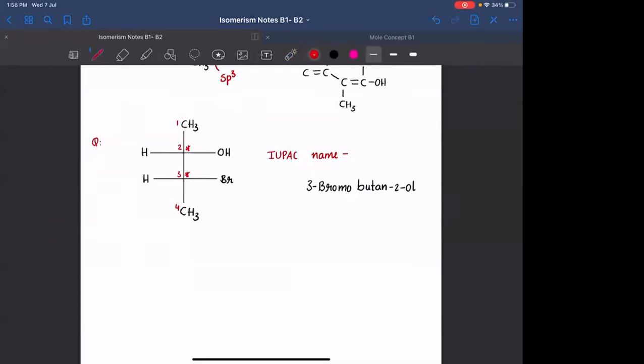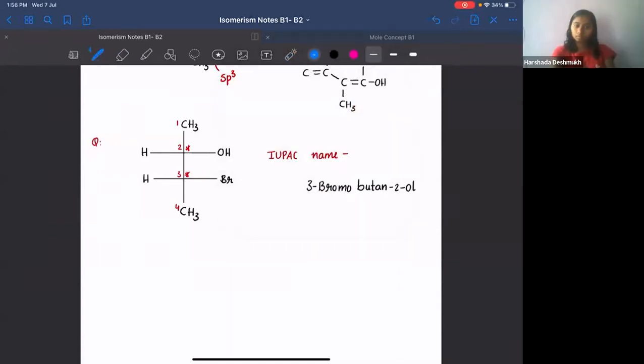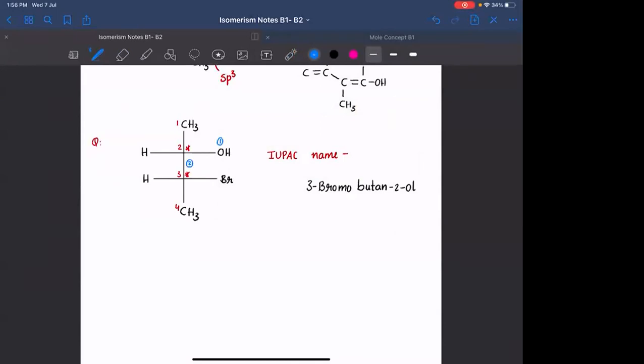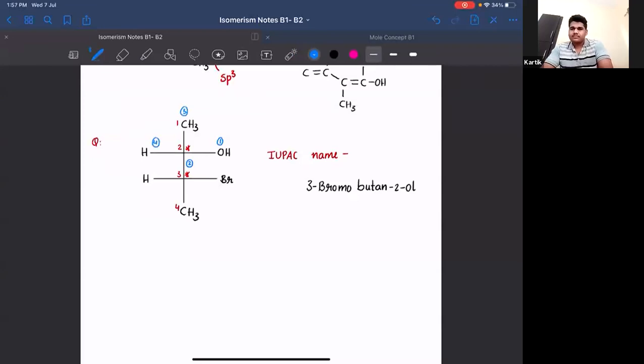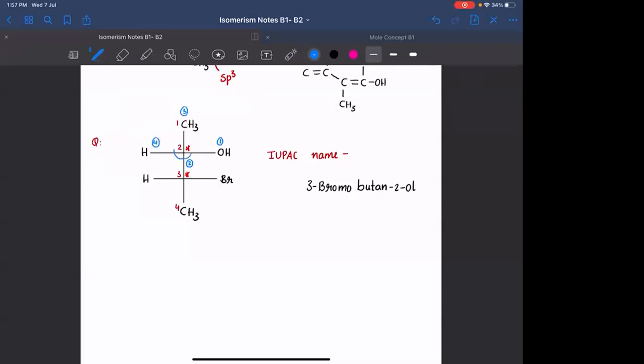Please write the configuration of this. 2S. ये वाला 1 होगा. This will be 2, this will be 3, this will be 4. 1, 2, 3, I'm rotating it in clockwise sense, but the lowest priority is not on the vertical line. So this will be S होगा. R होना चाहिए, बस उल्टा लिखना है.